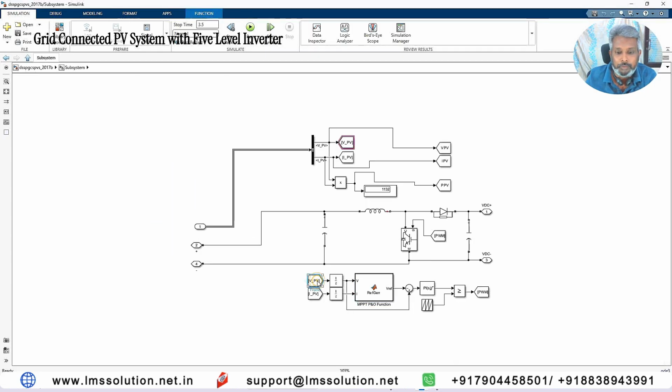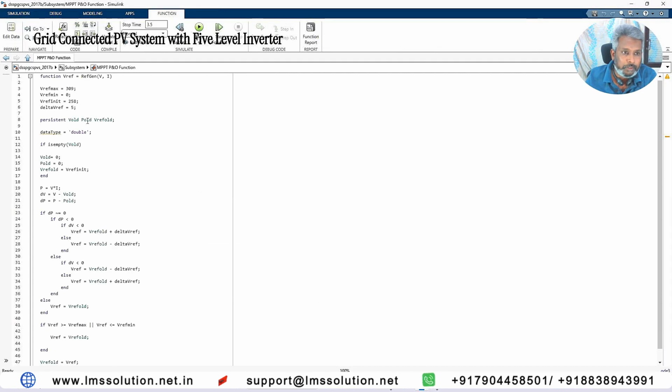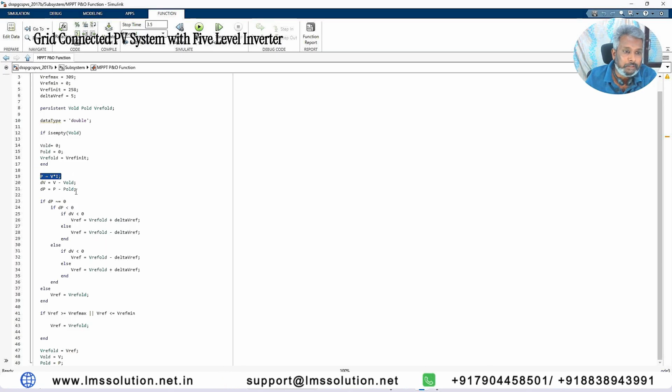It receives two inputs, PV voltage and current, which are processed via this P&O MPPT, and it provides the reference voltage. Inside the P&O MPPT, we receive that voltage and current, and here we are fixing the maximum reference voltage, minimum reference voltage, the initial reference voltage, and the increment decrement voltage. Then we are fixing the previous instant voltage, power and reference voltages, and calculating the current instant power. We calculate the difference between the current and previous instant voltage, and the difference between the current and previous instant power.